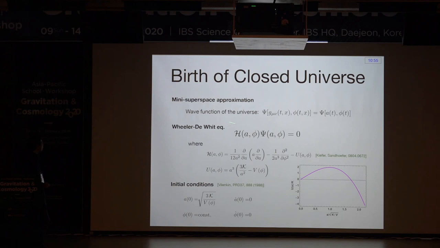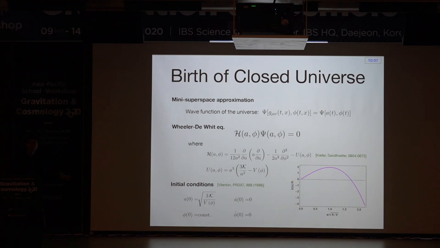So in this scenario, to describe the universe, we assume homogeneity. This is the so-called minisuperspace approximation. The wave function of the universe is a function of the scale factor and a homogeneous scalar field. And this is basically the Schrödinger equation, but this is now a time-invariant system, so it's a reparameterization invariant constraint. And this is called the Wheeler-DeWitt equation. In terms of concrete expression, this is very similar to the undergraduate level one-dimensional Schrödinger equation. So we can use some analogy.